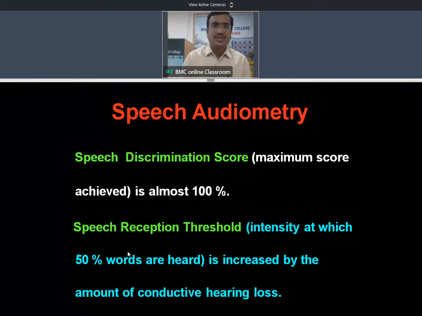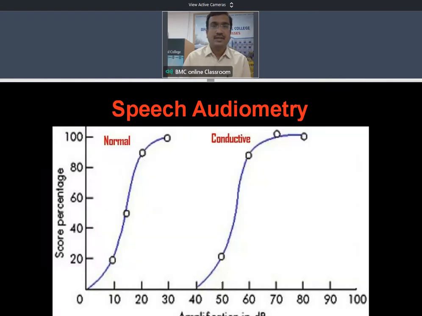So speech discrimination score and speech reception threshold. Discrimination score will be almost 100% in otosclerosis. So this is speech audiometry. This is the intensity, this is the score. In normal people, you can see the 100% score at 0 decibels. If we increase the intensity up to 40 decibels, here you can see again 100% speech discrimination score.